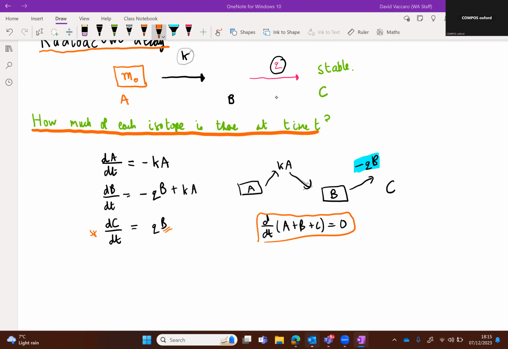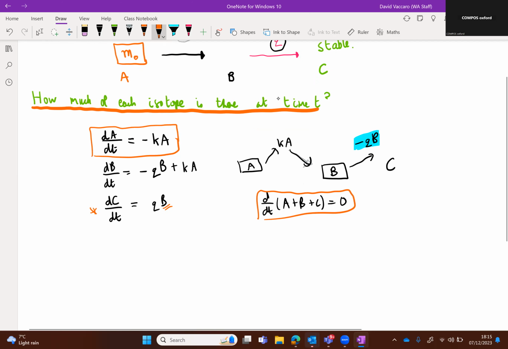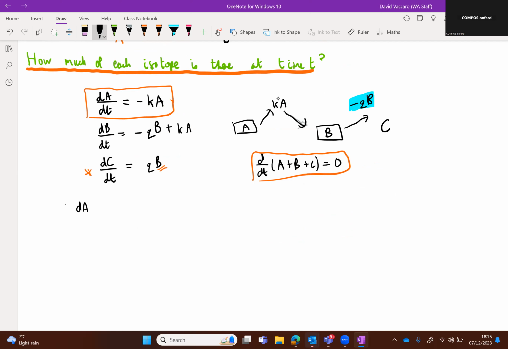Great. There's some suggestions in the chat for dA by dt. Now, dA by dt is a differential equation you should just know the answer to. If you didn't know the answer, you can get it by separating the variables, by writing 1 over A dA is equal to negative K dt.